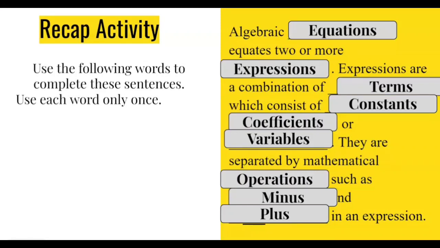So algebraic equations equate two or more expressions. Expressions are a combination of terms which consist of constants, coefficients, or variables. They are separated by mathematical operations such as minus and plus. So if you got everything correct, very good. It shows that you are indeed understanding the concepts that are being taught, and that is wonderful.